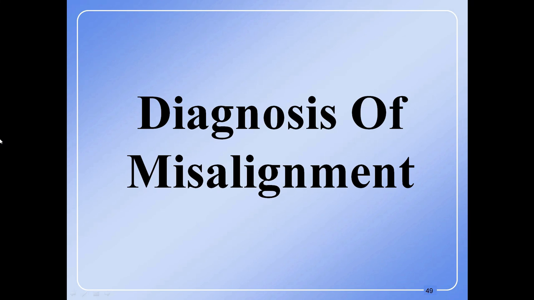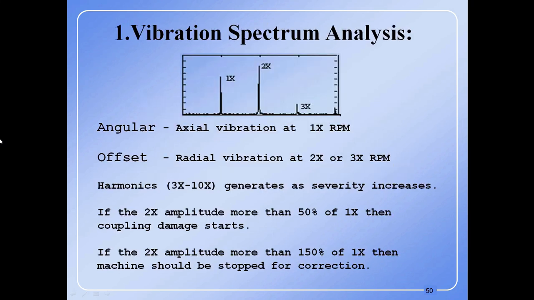Diagnosis of misalignment: vibration spectrum analysis. Angular: axial vibration at 1x RPM. Offset: radial vibration at 2x or 3x RPM. Harmonics 3x to 10x are generated as severity increases. If the 2x amplitude is more than 50% of 1x, then coupling damage starts. Take care. If the 2x amplitude is more than 150% of 1x, then the machine should be stopped for correction.